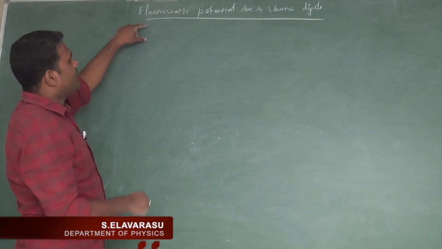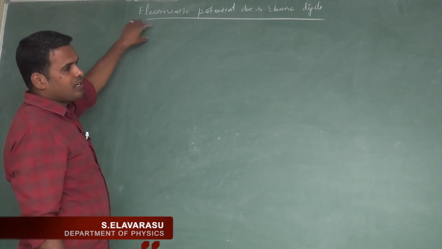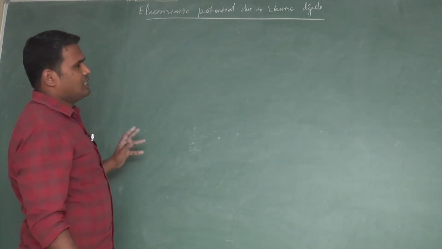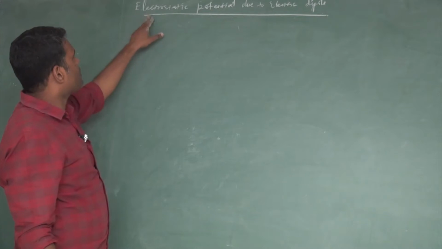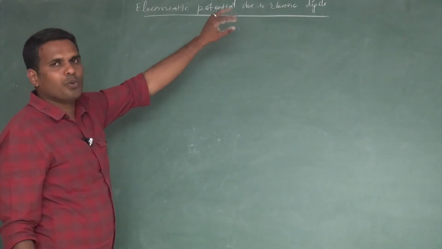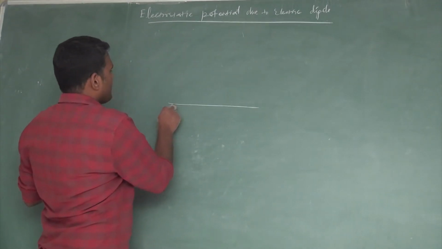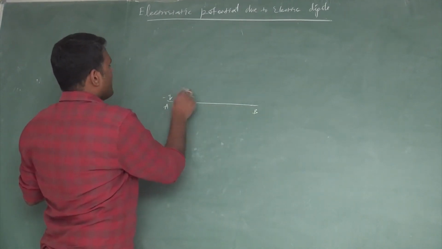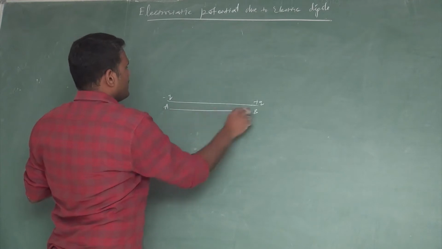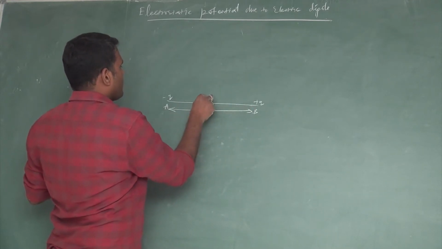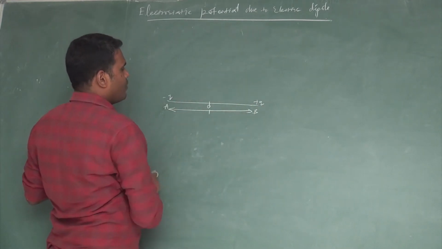Before this heading, we discussed the potential at a point due to a point charge. Now, we have to speak about the electrostatic potential due to an electric dipole. Let us consider an electric dipole AB having charges minus Q and plus Q separated by a distance 2a. O is the midpoint of this electric dipole.